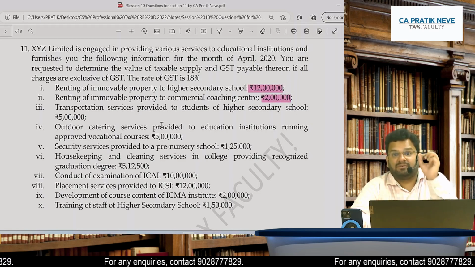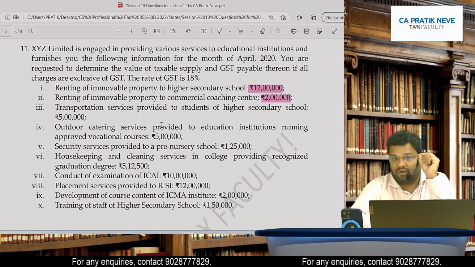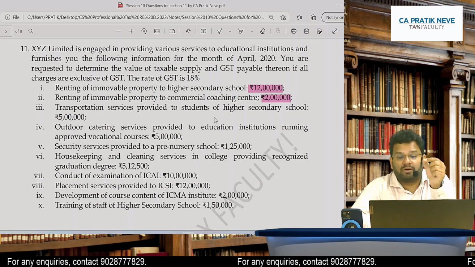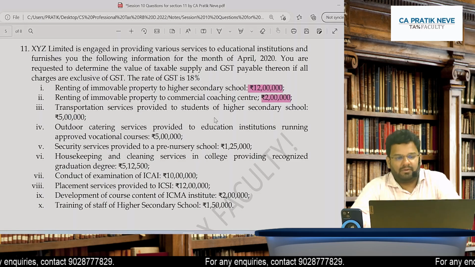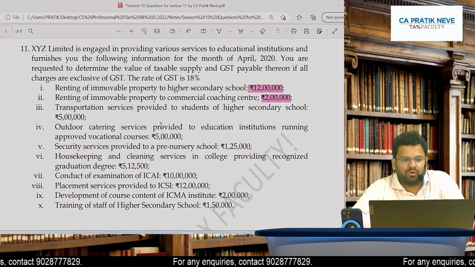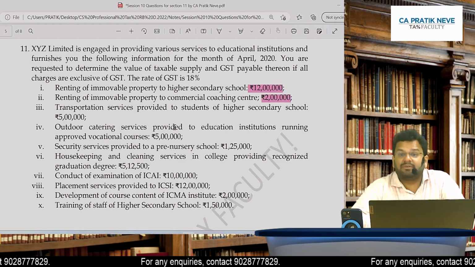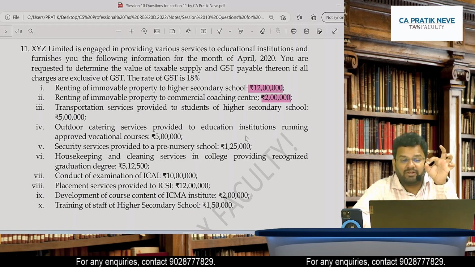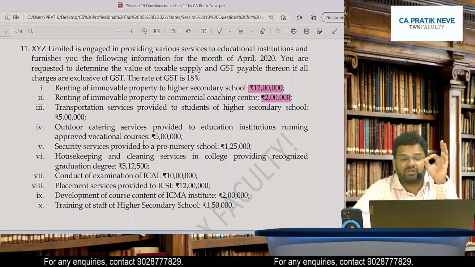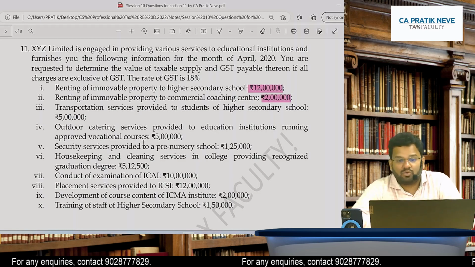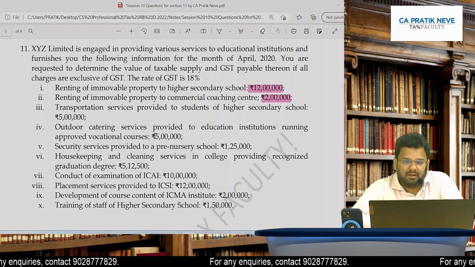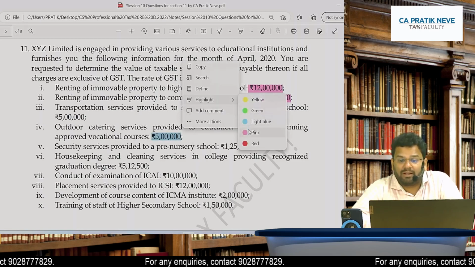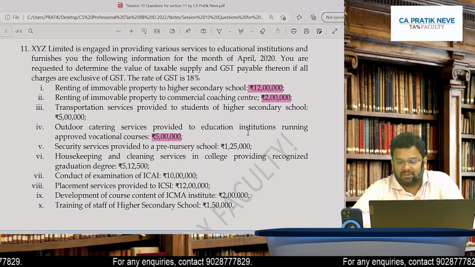Transportation services, yes, it is covered in the 5 services. Let's see, it's provided to whom? Provided to students of higher secondary school, exempt. Very good, because school. Outdoor catering services, yes, it is in 5. Let's see, it's provided to whom? To education institutions running approved vocational courses. It will become taxable because such service given only to up to 12th standard schools is exempted.